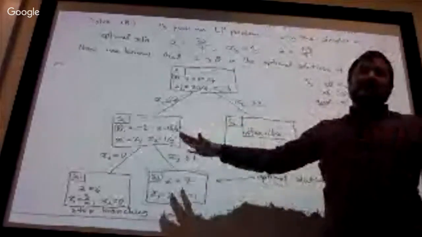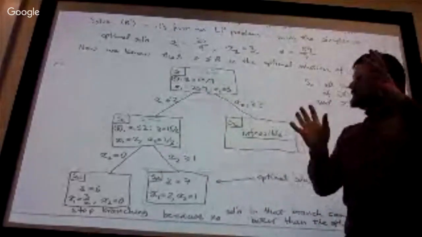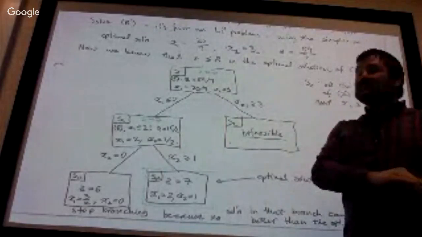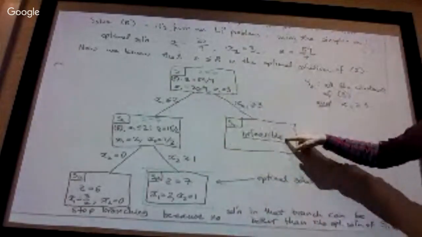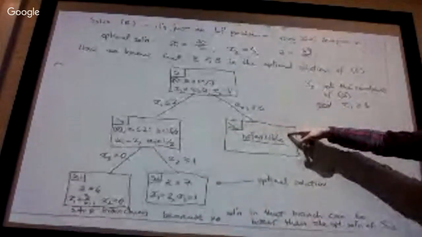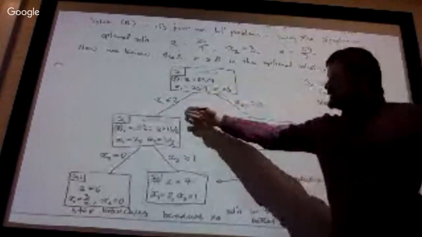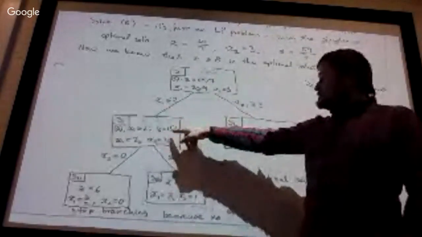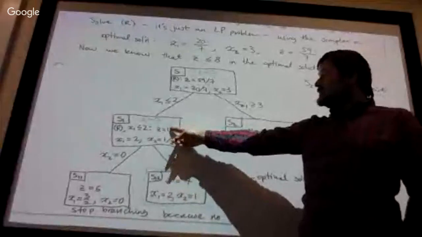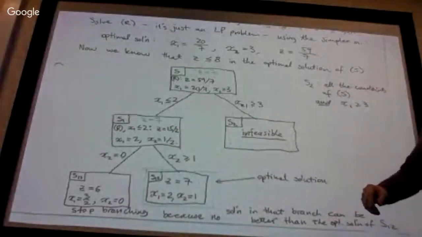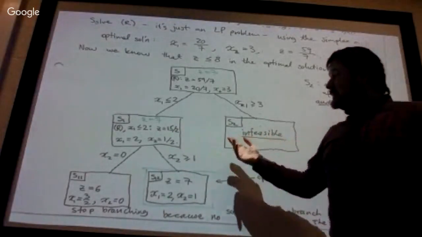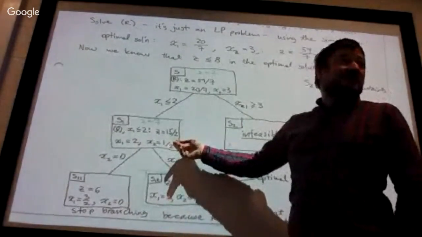You're kind of making progress. You're trying to make feasible regions smaller with every step. Here you've made it so small that there are actually no feasible solutions. And on the other side, we get something that is less than 8, but no more than 8 of this. It can't be more than 8. But again, it's not all integers.